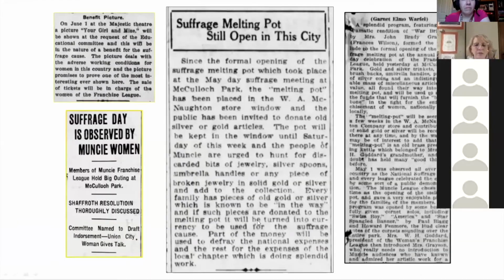But these are just some of the stories that they had about the suffrage day and the different things that they had. They had parades to go along with the melting pot, picnics. So it's just kind of a publicity stunt. The franchise league that raised the most money was actually a tie between one from Indianapolis and one from Evansville.